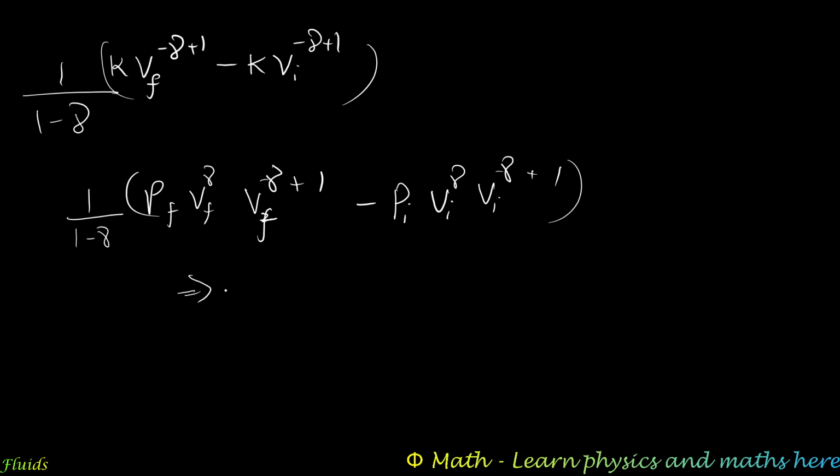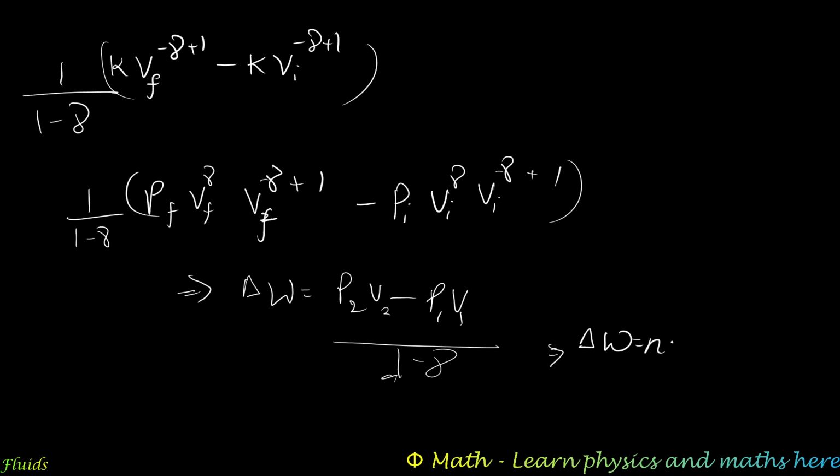Okay, from here we can write the work done is equal to P2 V2 minus P1 V1, just changing P final to P2 and P initial to P1, all divided by 1 minus gamma. From here we can say delta W is equal to nR (T2 minus T1) divided by 1 minus gamma.